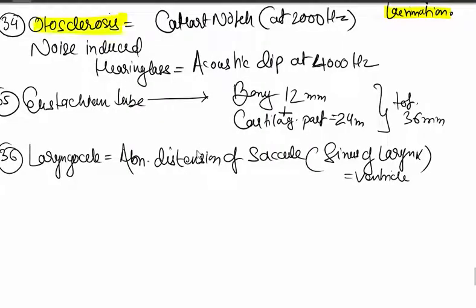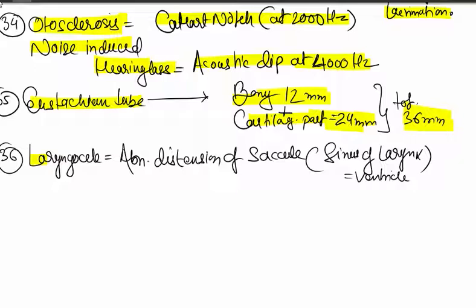Otosclerosis में एक कार्हार्ट नोच होती है एट 2000 हर्ट्ज एंड नॉइज इंड्यूस्ड हियरिंग लॉस में अकोस्टिक डिप होती है एट 4000 हर्ट्ज. यूस्टेकियन ट्यूब total length is 36 mm, bony part is 12 mm and cartilaginous part is 24 mm. Okay, 24 mm.